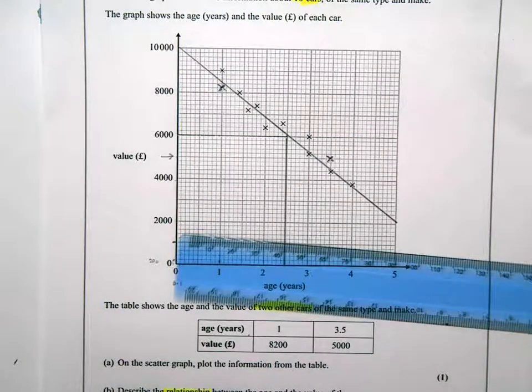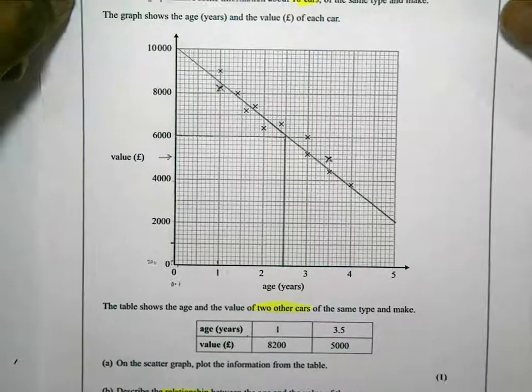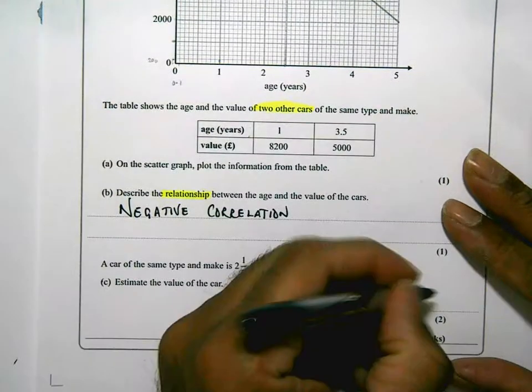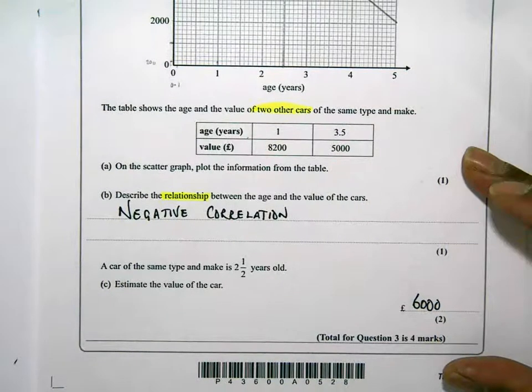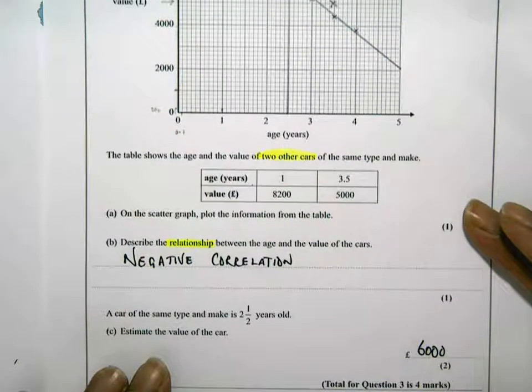You need to show this very, very clearly. And so what I'm going to put here is 6,000. And that's my answer for this question. There are 4 marks for this. This is a regular question. It's a question that comes up very, very often. Make sure you know how to do it. Make sure you understand the process. And make sure you can get full marks in it.